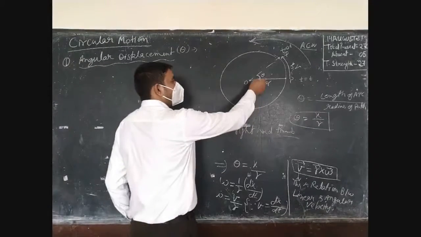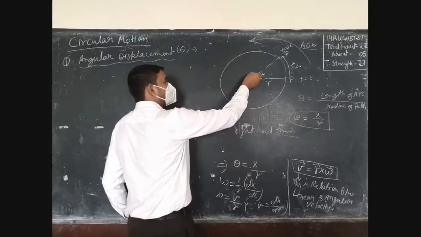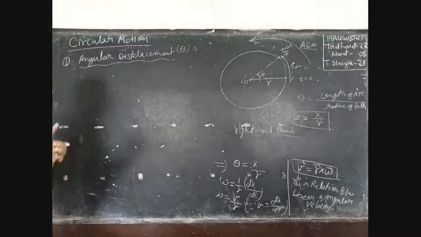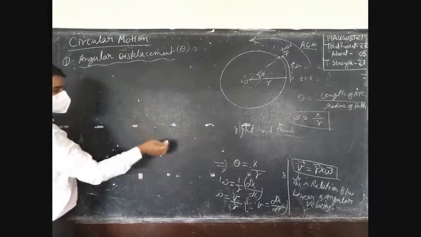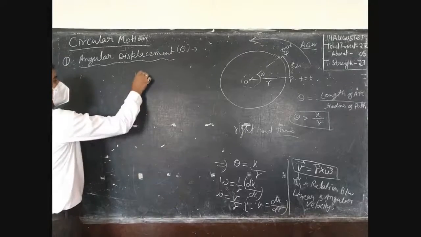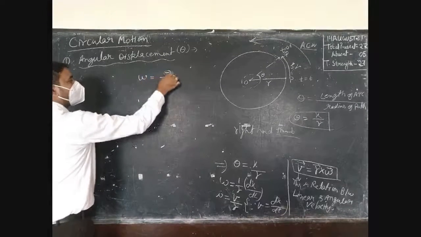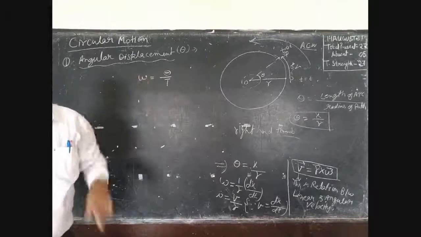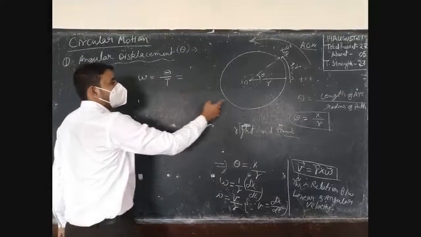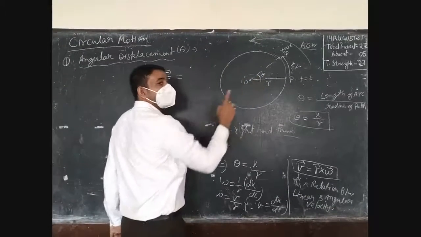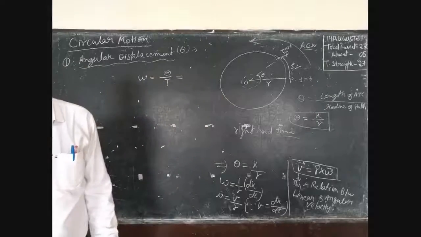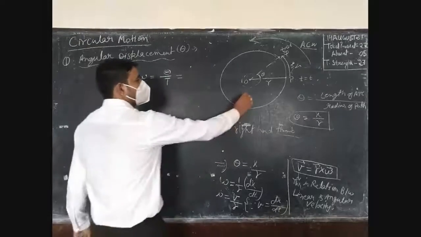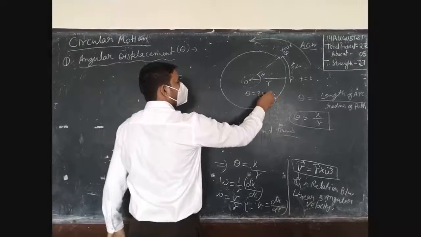Suppose a particle is executing a circular motion. After a certain time, it will complete one rotation. Okay, so you can say that this omega is equal to theta upon t, as per the definition, rate of change of angular displacement. So after a certain time, how much angle is swept by the particle if it completes one complete rotation? So theta is 360 degrees.